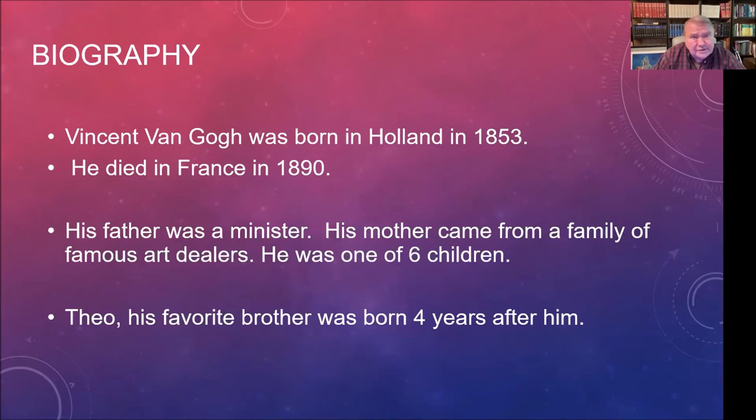Van Gogh's dad's a minister, and Van Gogh has a lot of pressure on him. Van Gogh wants to become a minister. Doesn't work out for him, so he moves more toward art. In his mother's family, there were a bunch of dealers of art, famous art paintings. They would sell these. They would be the managers for artists. Van Gogh was one of six kids. His older brother died. Van Gogh was the second child. First child died. Here's the interesting thing.